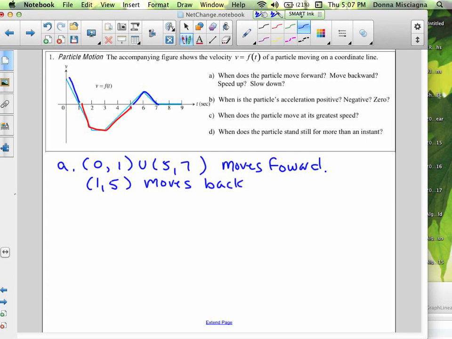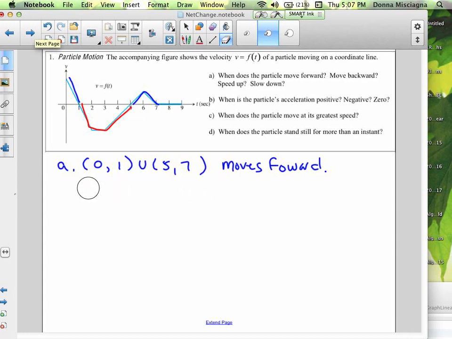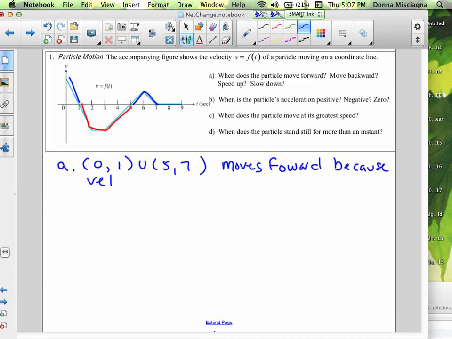Now, if I was taking the AP test and this were a question, I would add a little bit more, because this is not a very complete answer. Let's add a little bit more to our notes. Let's add the why. It moves forward because velocity is positive. Let's give better answers here. Sorry, that's me. I did not put a better answer. We should put a better answer.